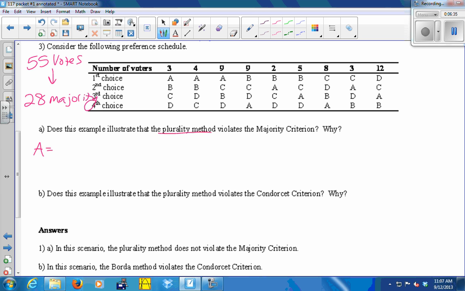So candidate A has 16. B also has 16. Okay. And C, 11, and D has 12. Okay. So who's the winner? Tie with A and B. Tie between A and B. And did we violate the majority criterion? It doesn't apply. Can you explain why, Ryan?